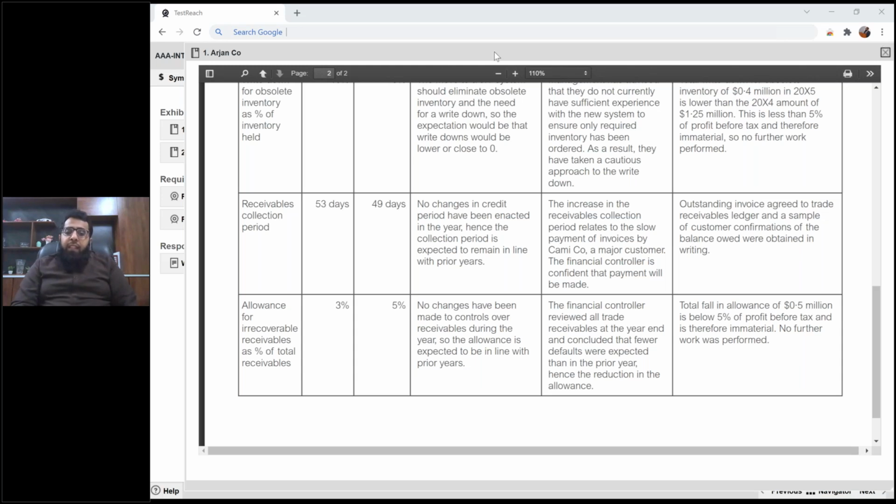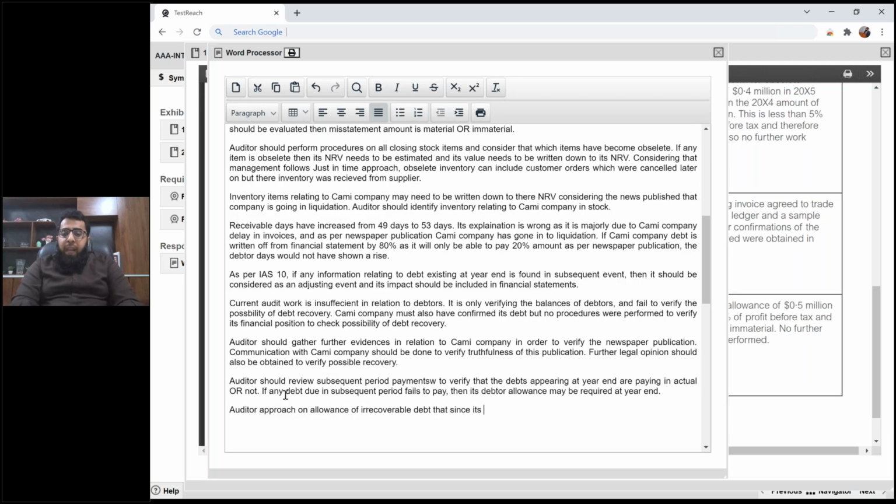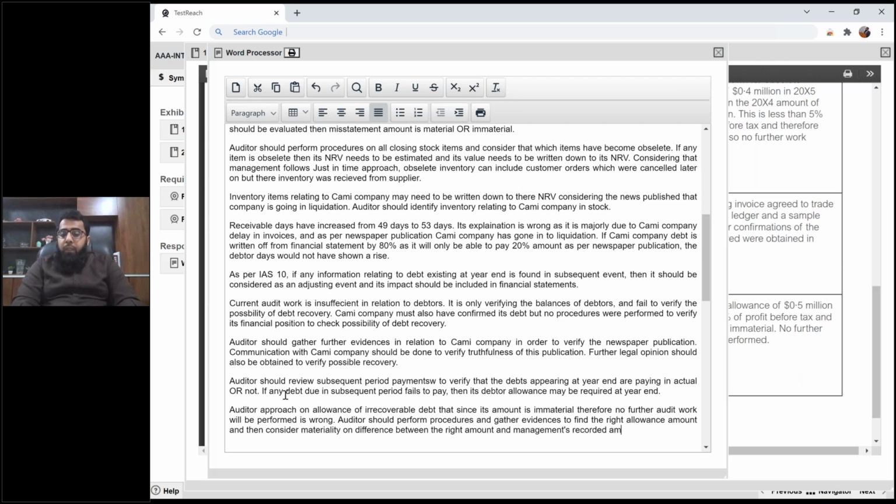Okay, since we are just left with one mark, we will comment on the auditor's approach on allowance of irrecoverable debt: that since its balance, its amount, is immaterial, therefore no further audit work will be performed, is wrong. The auditor should perform procedures and gather evidence to find the right allowance amount, and then consider materiality on the difference between the right amount and management's recorded amount.